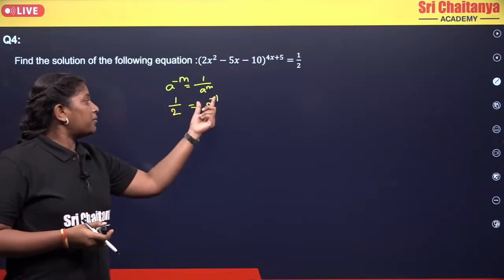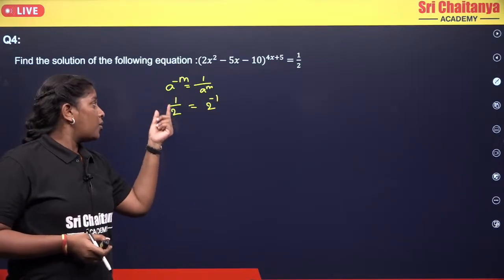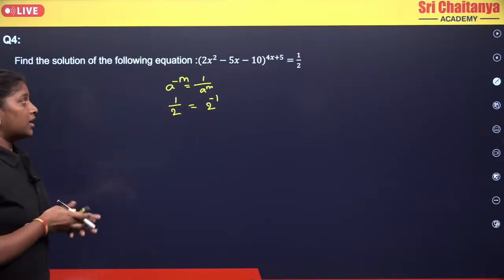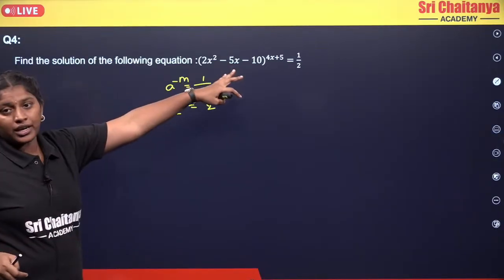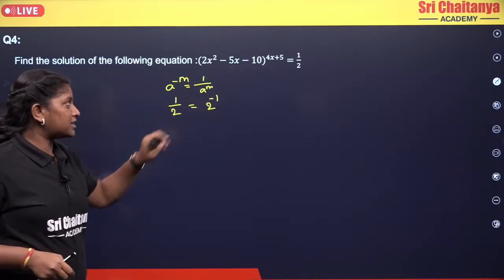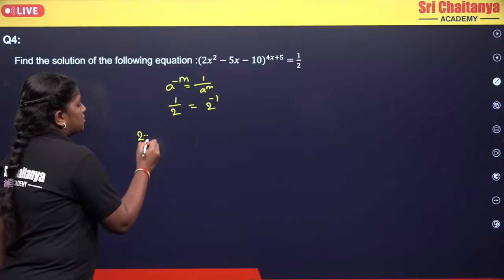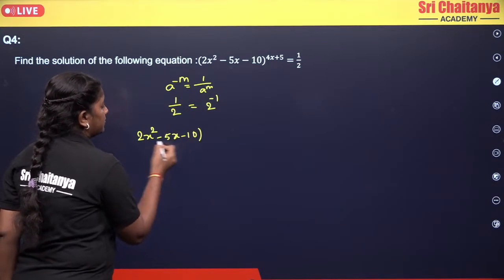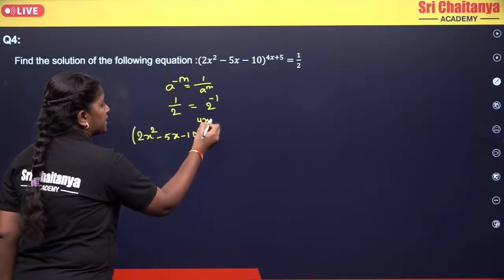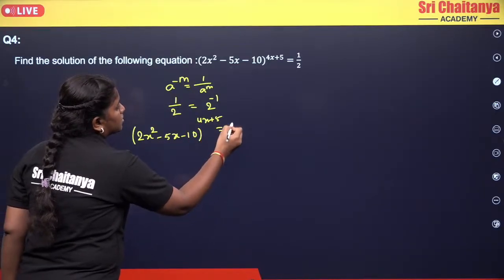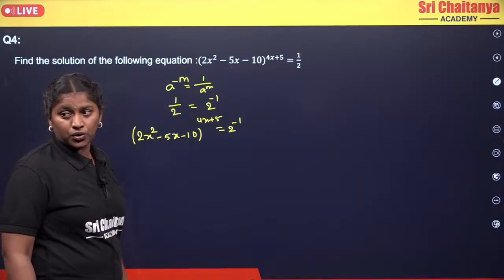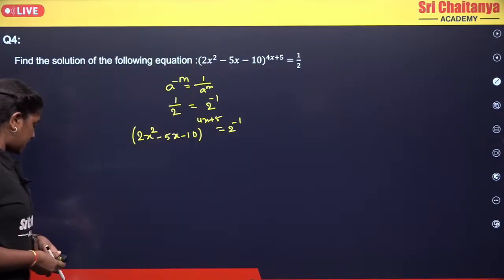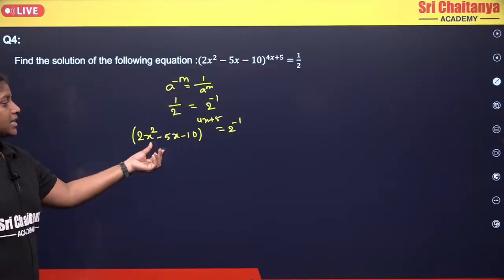Because 2 to the power minus 1 means 1 by 2 to the power 1, and 2 to the power 1 will give you 2, right? So for that reason we are just going to take our 1 by 2 as 2 to the power minus 1. So here it will become (2x square minus 5x minus 10) whole to the power of 4x plus 5 is equal to 2 to the power minus 1.